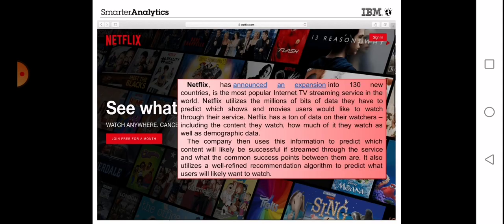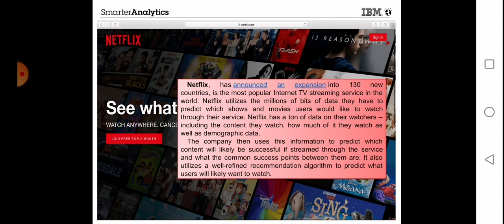Netflix has incorporated predictive analytics. So Netflix has announced an expansion into 130 new countries. It's the most popular internet TV streaming service in the world. Netflix utilizes the millions of bits of data they have to predict which shows and movies users would like to watch through their service. So Netflix has a ton of data on their watchers, including the content they watch, how much of it they watch, as well as demographic data.